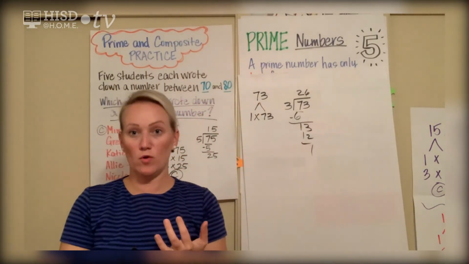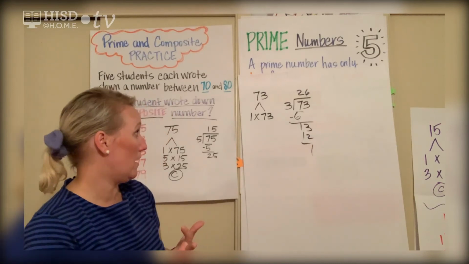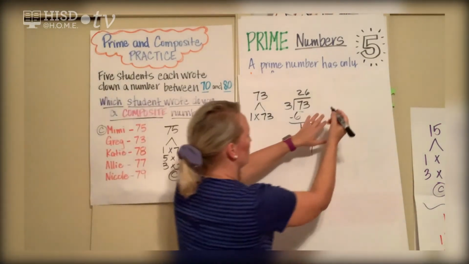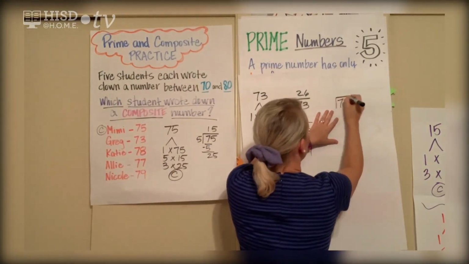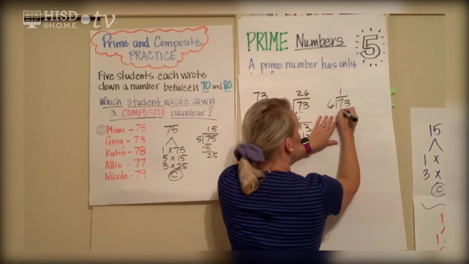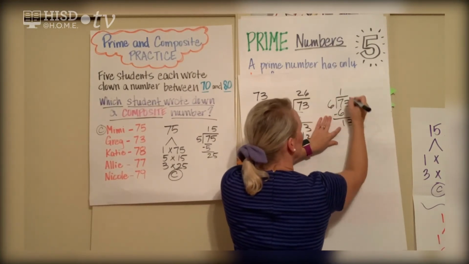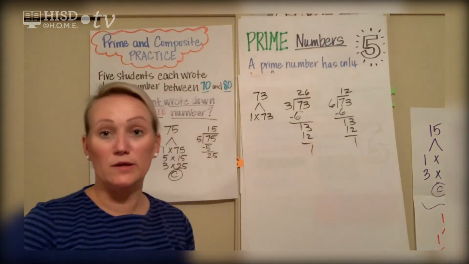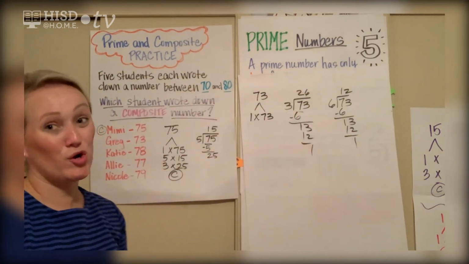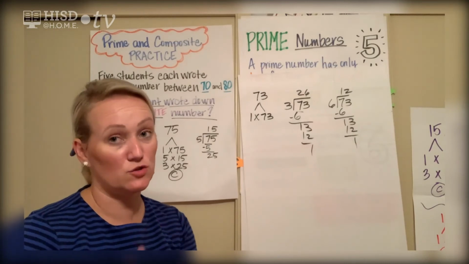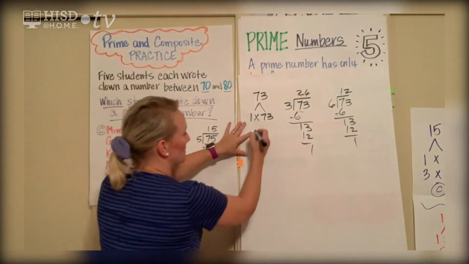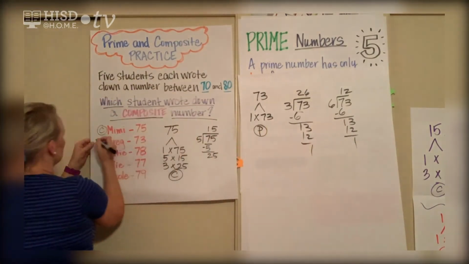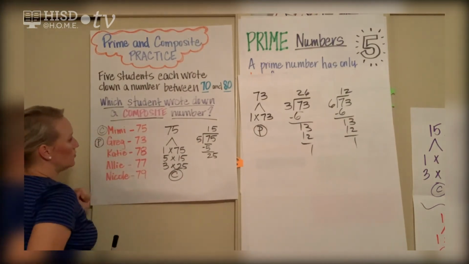Can I do 4? No, it's not odd. I can't do 5. What about 6? Let's try 6. 73 divided by 6. I will get a remainder again. You cannot have a remainder. So I'm pretty sure that 73 is prime because there's no other number but 1 times itself. So we're going to say that 73 is prime.